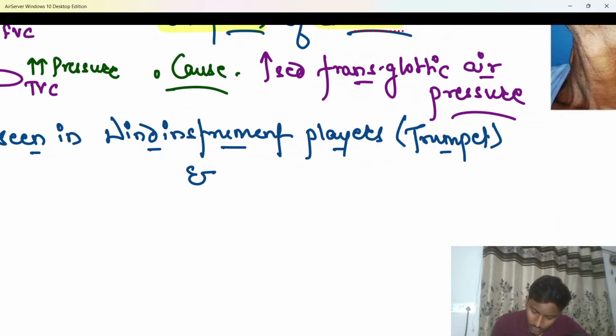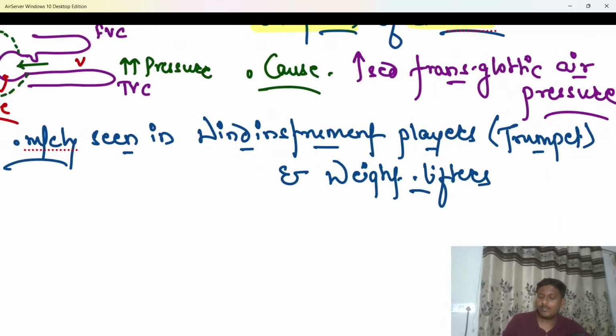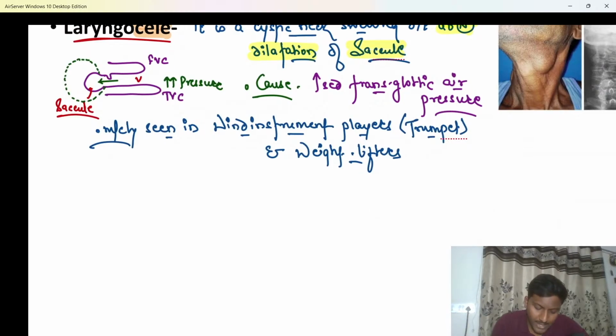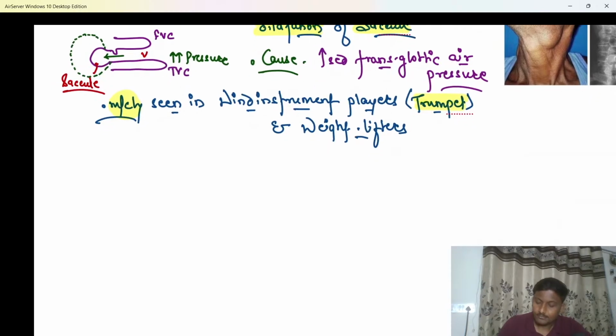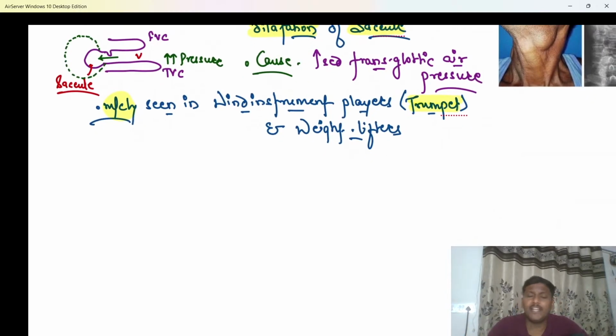So definitely not only wind instrument players but even weightlifters are at risk of developing laryngocele. So one is wind instrument players, specifically trumpet players, and second, weightlifters. These are the two categories of patients who can develop laryngocele. Okay? Now what is the complaint of the patient?